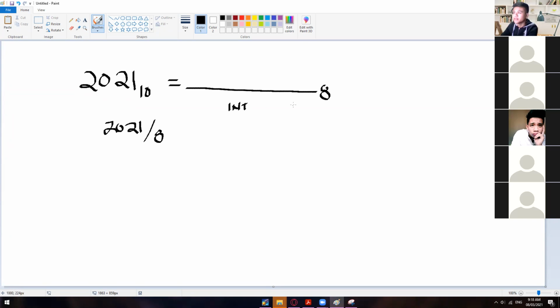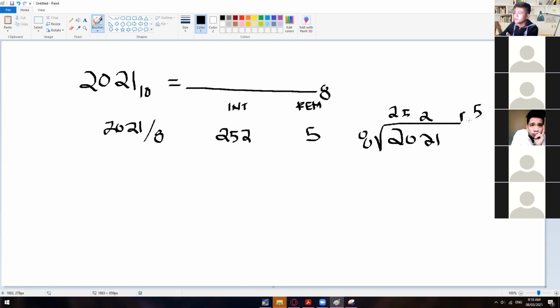Then we have here the integer part, and then we have here the remainder. So 2021 divided by 8, we'll have here 252, and then the decimal part is 0.625. So 0.625 times 8 gives a remainder of 5. Or you can do this one instead, and you will get 252 with a remainder of 5. I hope you guys know how to do this. If you want to do this using a calculator, which is a little bit faster, just get the decimal, which is 0.625, and multiply it by our base. So 0.625 times 8 is equal to 5.